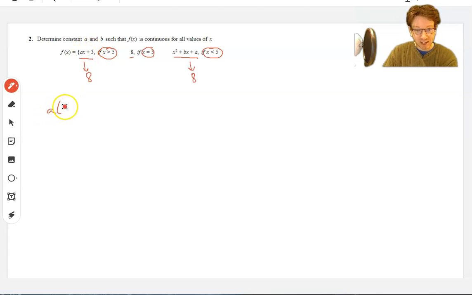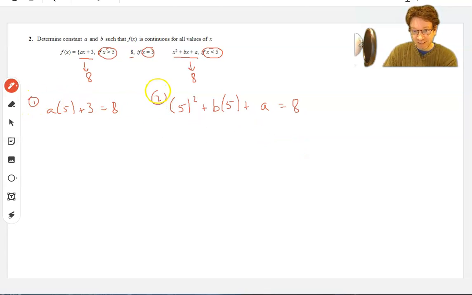So a times 5 plus 3. And we're going to force that to be equal to 8, because that's what we want it to approach. And this one as well, if we set x equal to 5, so we get 5 squared plus b times 5 plus a, right? We want that to also approach the value of 8 so that it's all continuous. So that's the setup of the problem.